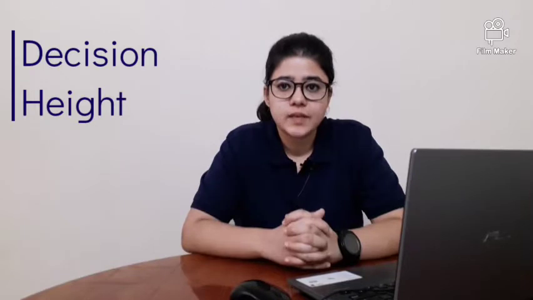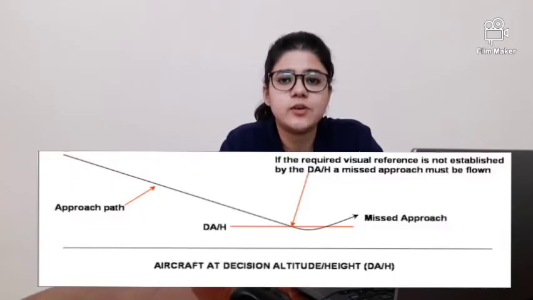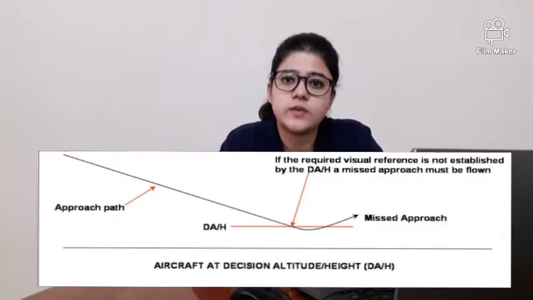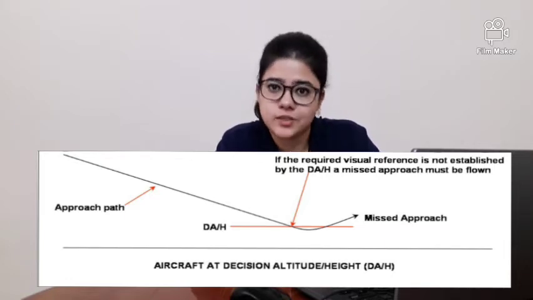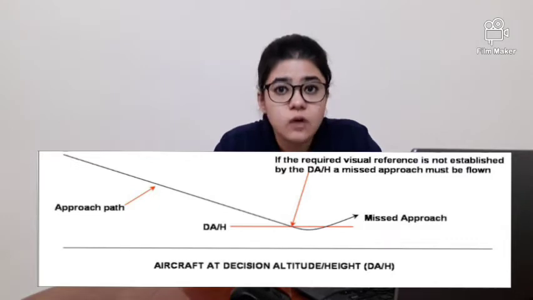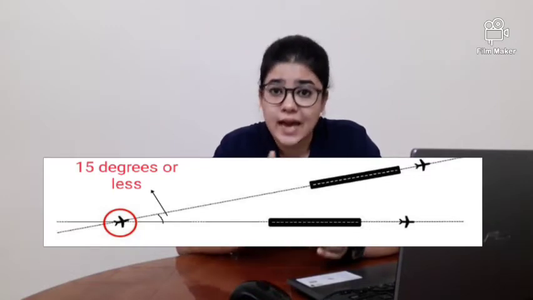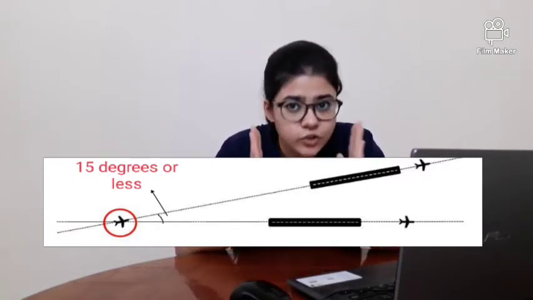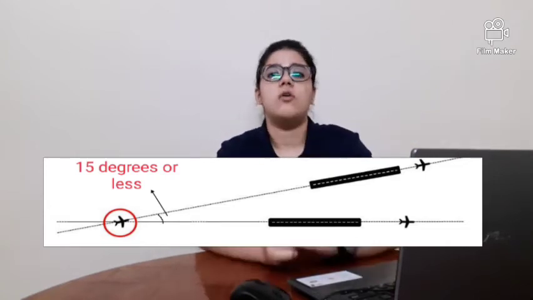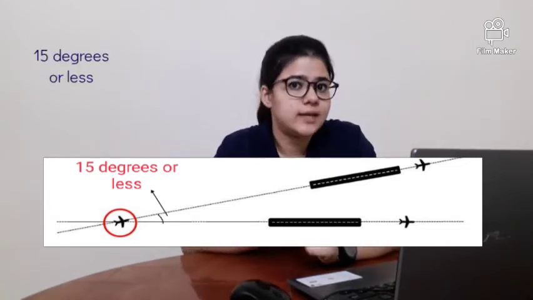So for this, we need to understand what decision height is. Decision height is a particular height at which the pilot of an aircraft decides whether to perform a missed approach or continue the landing operation. Now we will understand what are near parallel runways. These are the runways that are not intersecting and their extended runway center lines have an angle of convergence or divergence of 15 degrees or less.